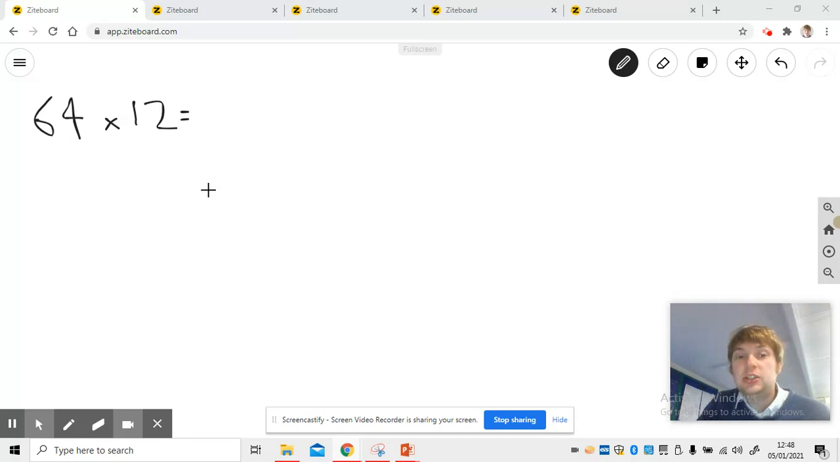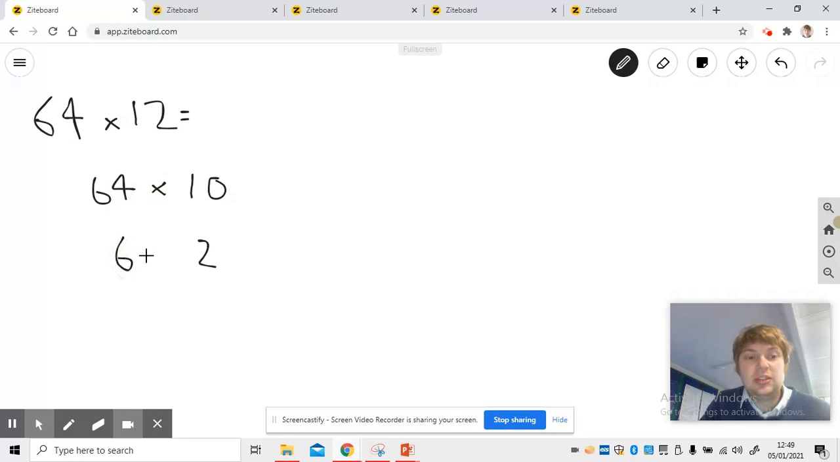Now we know partitioning means breaking a number up into its individual place value columns. And we're going to do so on this number here, 12. So we know that 12 can be broken down into a 10, because there's one 10, and then a 2, because there are 2 ones. And it's using this partition number that we are going to apply to the 64. So we will do 64 multiplied by 10 and 64 multiplied by 2.